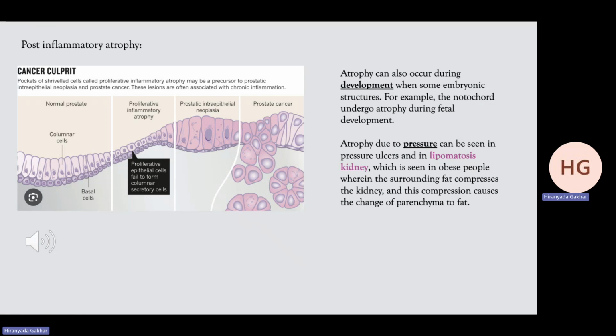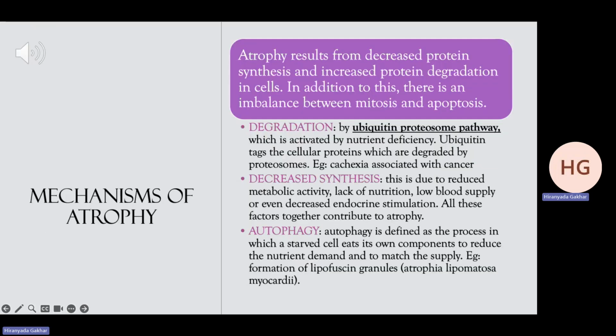This can be seen in patients who get pressure ulcers, and it can also be seen in lipomatosis kidney, which is a very important point from one of your lectures. And what happens is that in obese people, where they have an excessive amount of adipose tissue, this tissue compresses the kidney and causes the change of the kidney parenchyma to fat. This is an overlapping example with atrophy and metaplasia. So moving on, we will now talk about the mechanisms of atrophy.